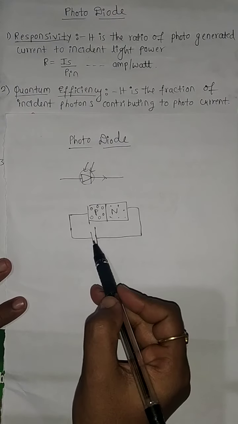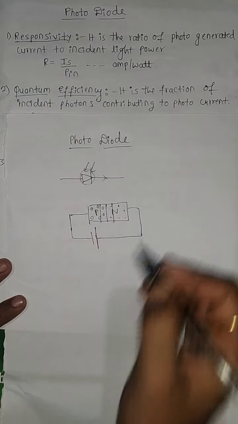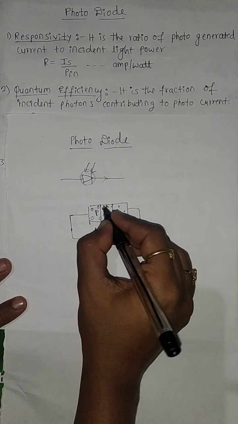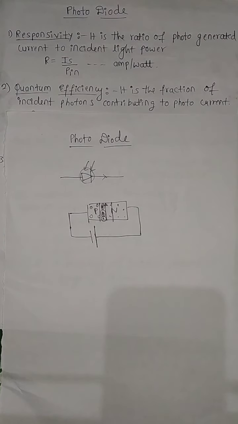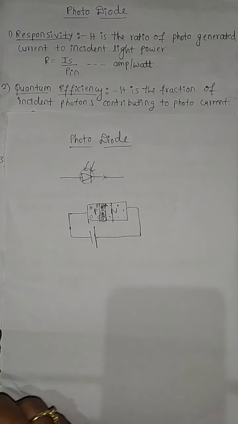When it is reverse biased, the depletion layer will be generated. Depletion region means the electrons recombine with the holes. So the electrons recombine with the holes, and there are no charge carriers in this region. This we call the depletion region.